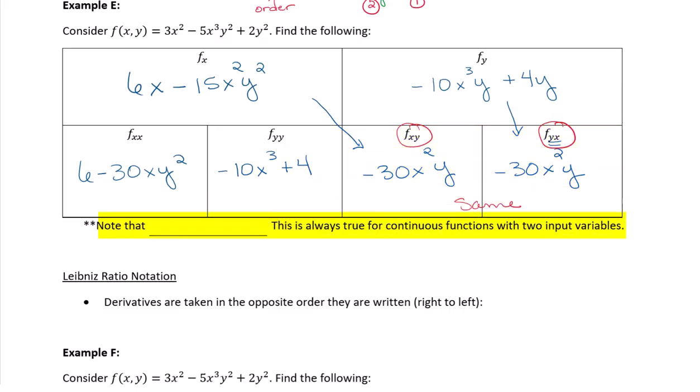In other words, the second order partial derivative of xy equals the second order partial derivative of yx. This is always true for continuous functions with two input variables.